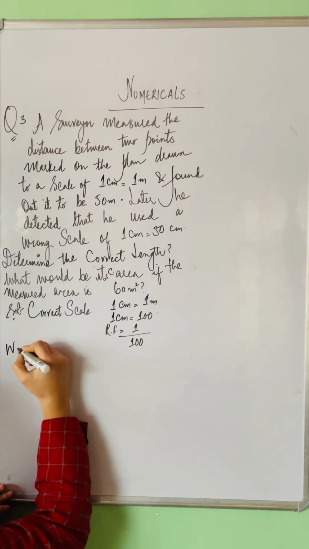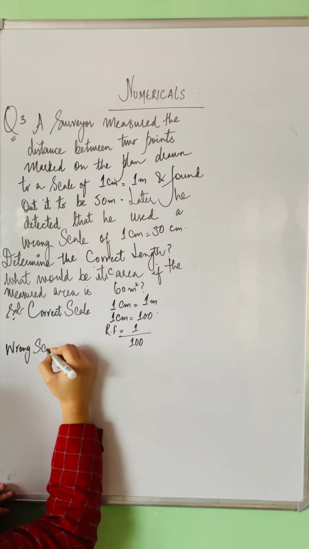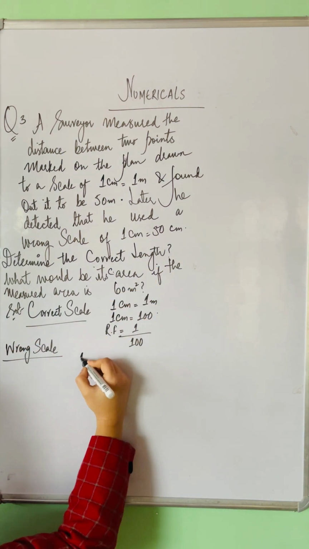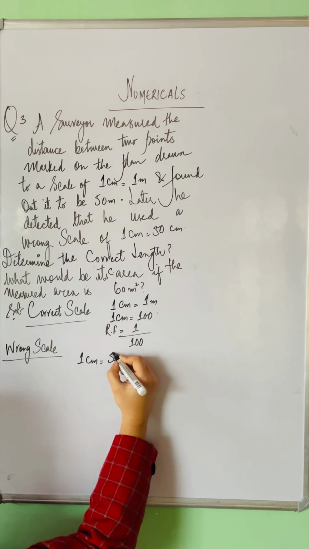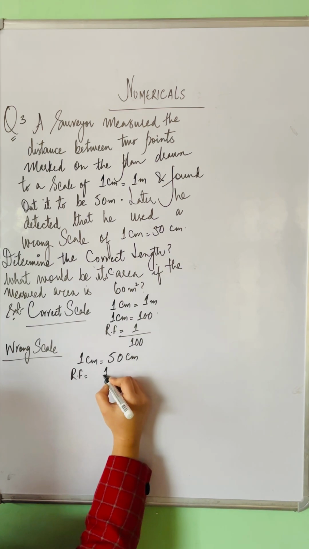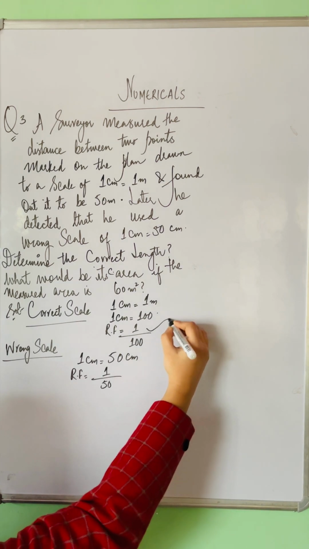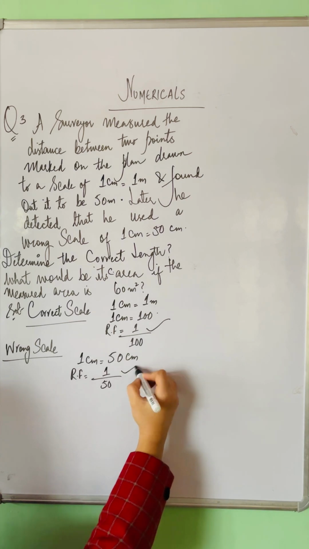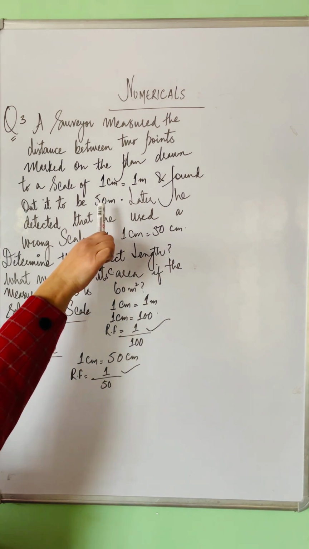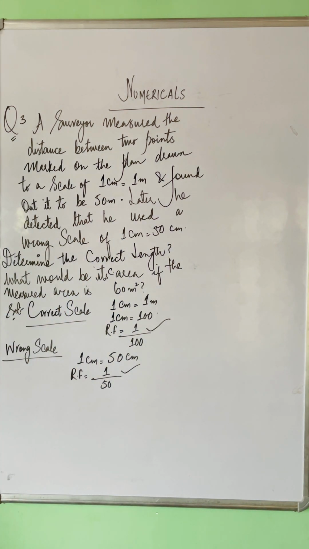What is the wrong scale? Wrong scale is 1 centimeter is equal to 50 centimeter. That means the representative fraction is 1 by 50. This is the correct representative fraction, and this is the wrong representative fraction. And what do we have to determine? The correct length corresponding to this length, which he initially found out to be 50 meters.